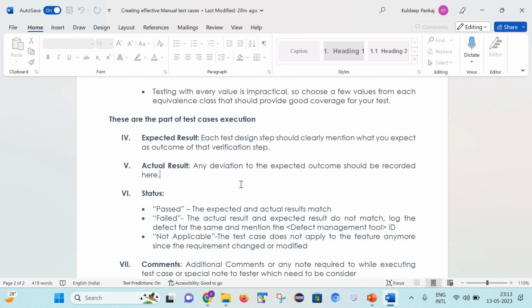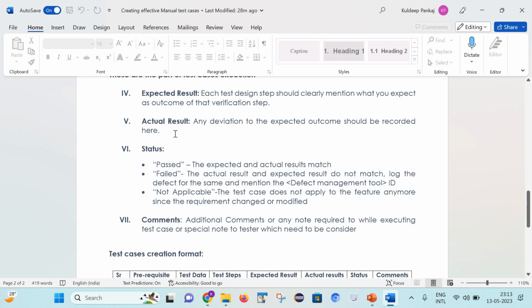Let's move to the next point, that is the expected result. For each test step there should be some expected result, and that needs to be validated during test case execution. Then comes the actual result. Any deviation from the expected outcome should be recorded here. If your test steps are not matching the expected result, then you need to mark them with various statuses.